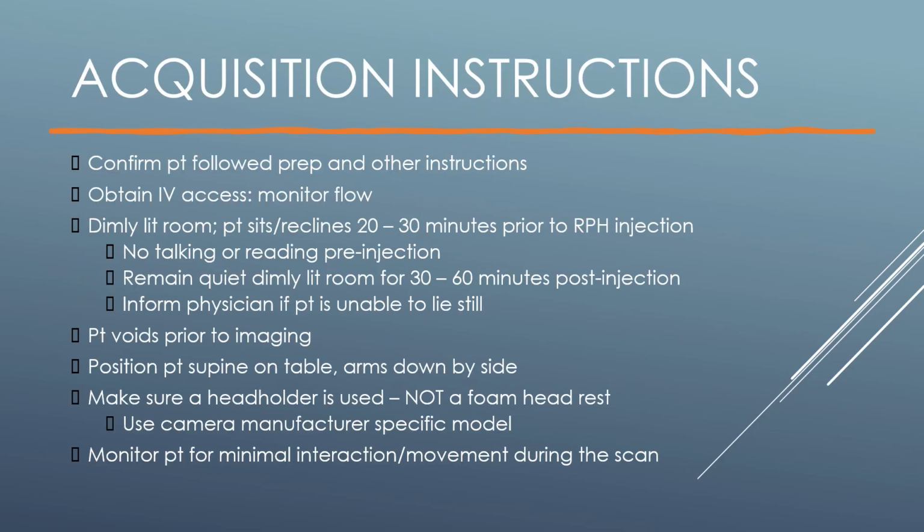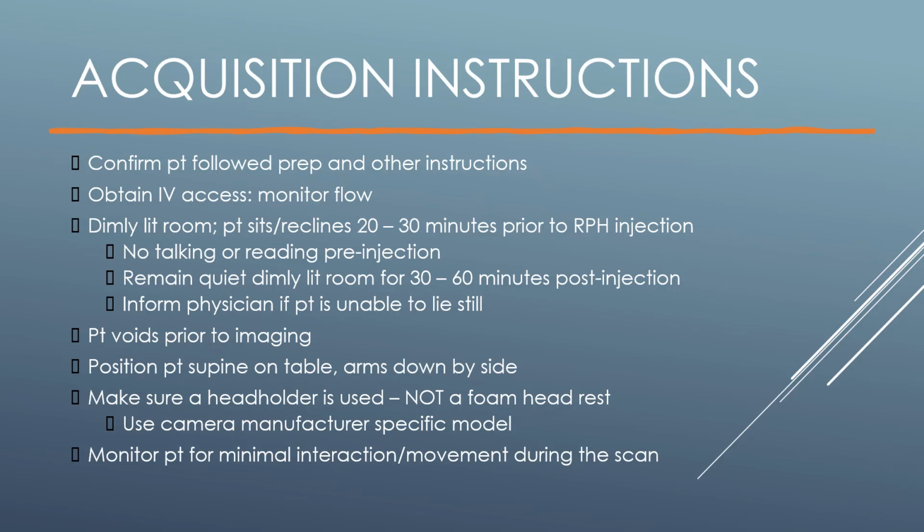For the acquisition, you want to confirm that the patient followed their prep and other instructions, obtain IV access, and monitor the flow. In a dimly lit room, you will have the patient sit or recline for about 20 to 30 minutes before you inject them. Now, it's best practice to put them in the dimly lit room and start their IV, you want to start it where you can see. So whether you start the IV and then put them in the room or put them in the room and then turn the lights off, doesn't really matter.